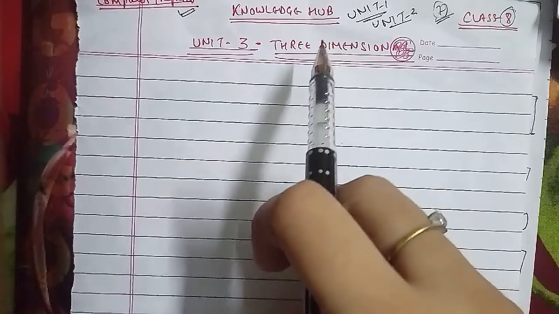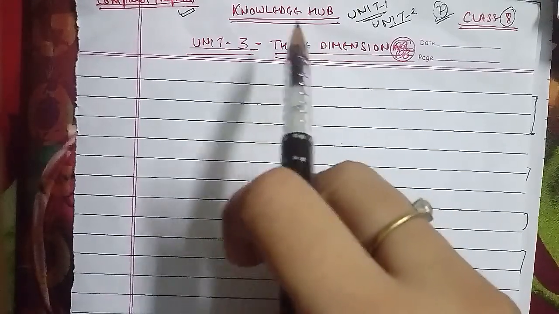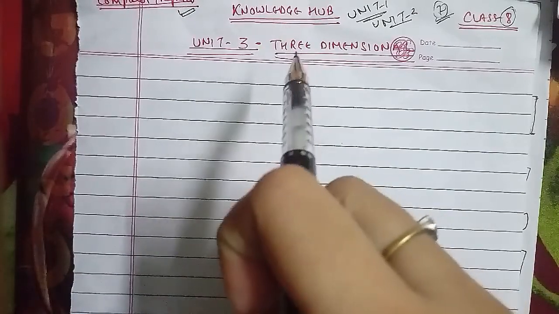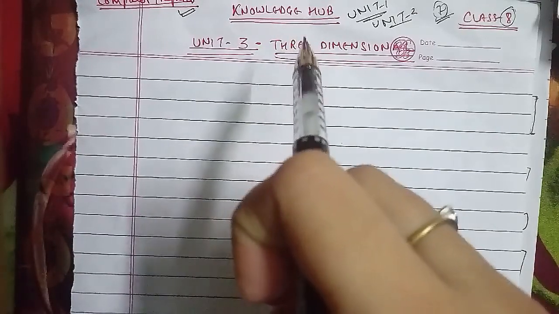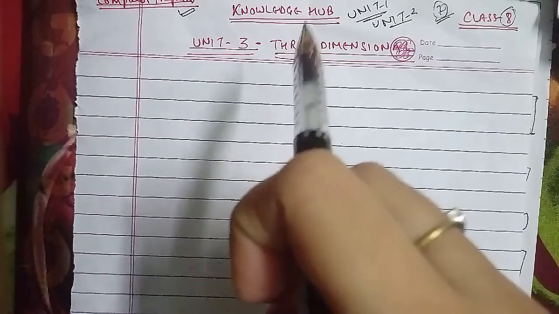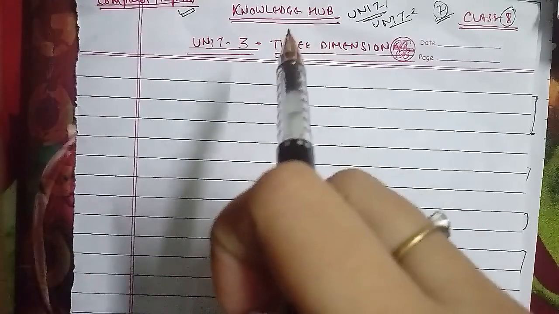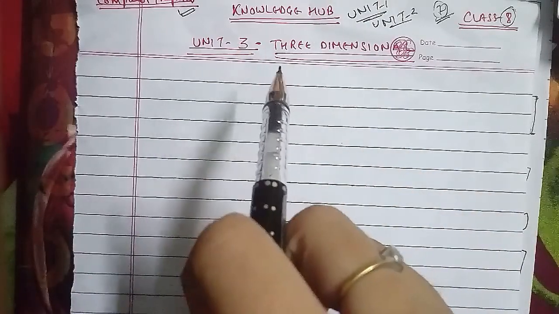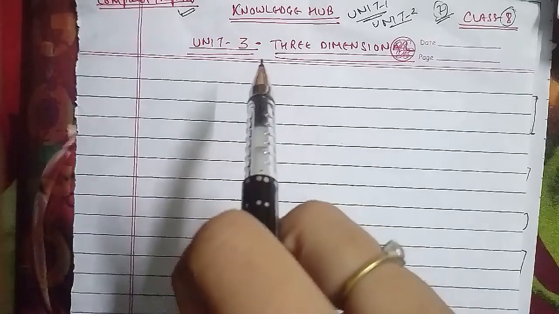In the 3-dimensional unit we had completed many topics related to the oblique projections, and we discussed the mathematical descriptions of the parallel projection. Here the isometric, dimetric, trimetric, Cavalier and Cabinet projections we had discussed. Now in this class we'll start discussing a new topic, that is your perspective projection.